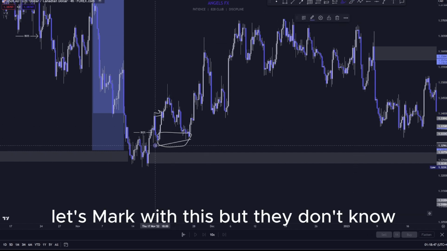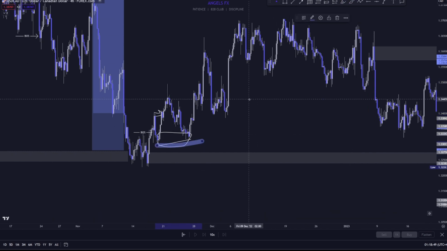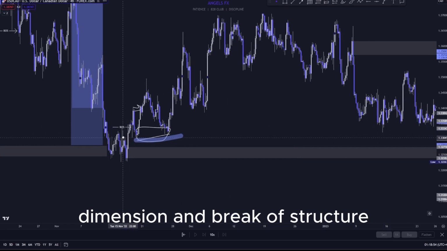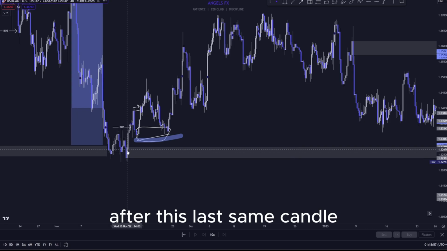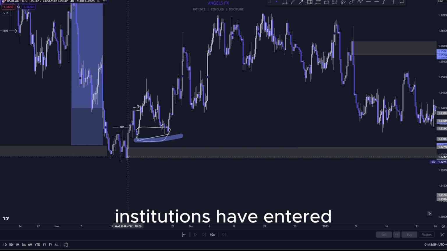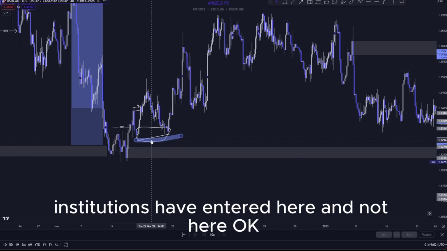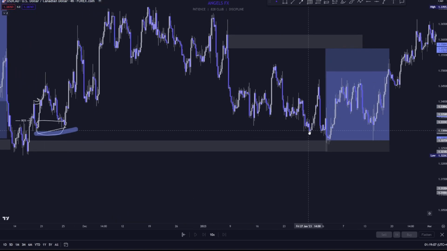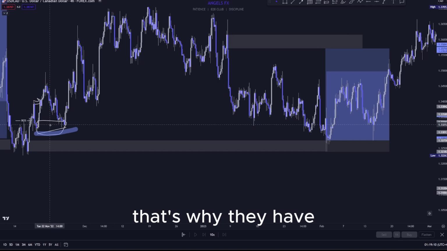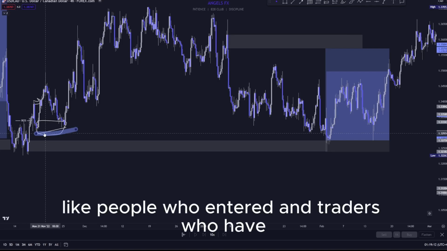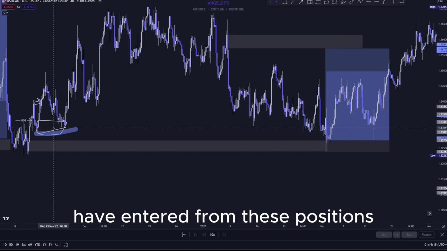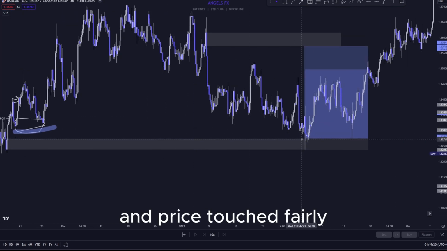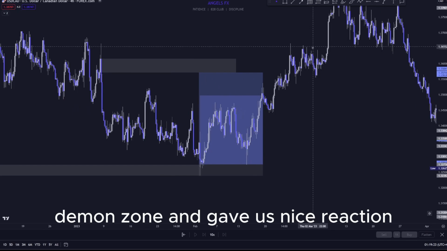Let's mark this. But they don't know that we have this valid order block here, a demand zone and breakout structure. After this last selling candle, institutions have entered here and not here. This is just a liquidity trap. Look, the traders who entered from these positions have been stopped out. They lost the trade. And price touched the fair demand zone and gave us a nice reaction.